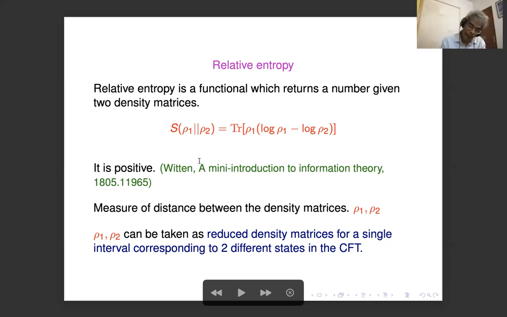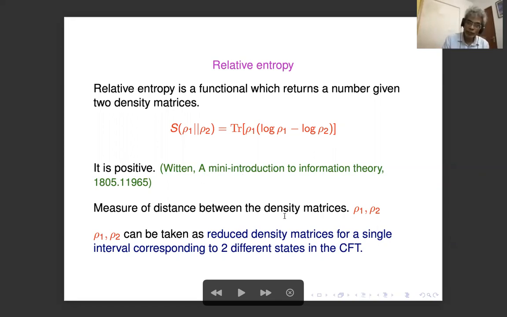I found out while preparing for this talk, there's this reference. One doesn't see Witten's papers very much nowadays, but at one point of time, this is a very good introductory note. And he has a proof in a very simple way using just probability theory, why such a quantity will be positive. I wouldn't be able to go through it, but if people are interested, they can go through that and find out why such a quantity is positive. It looks non-trivial because of two logs, the difference and so on, but it's always positive actually.